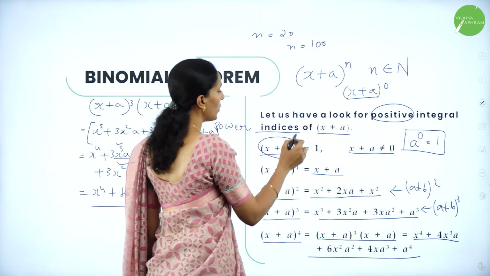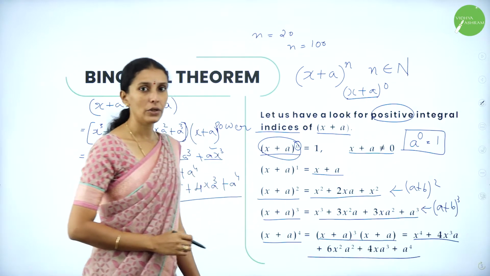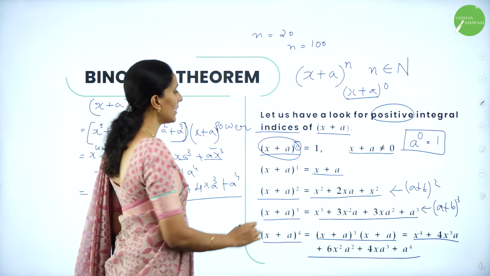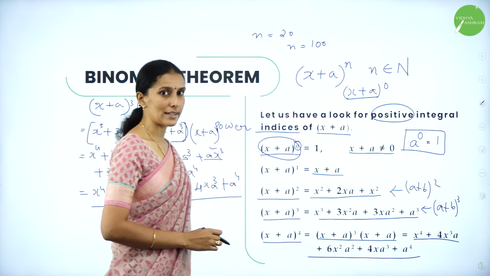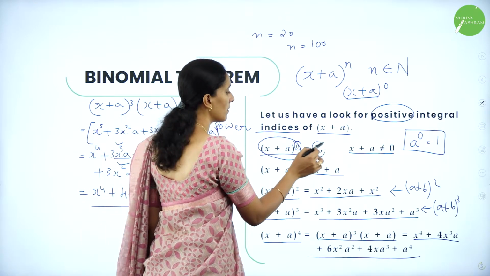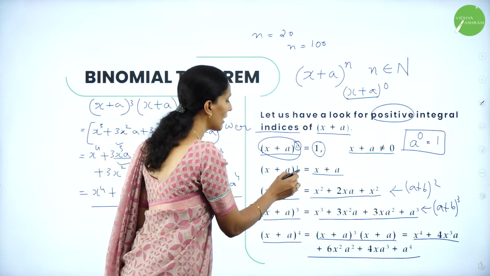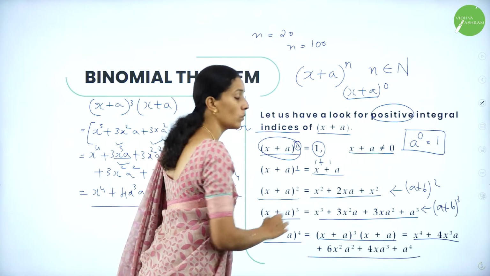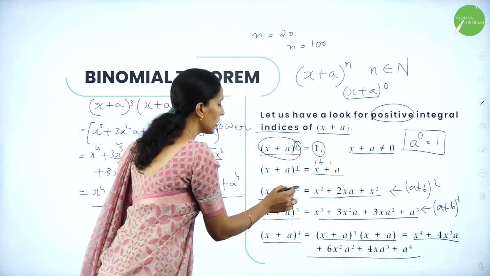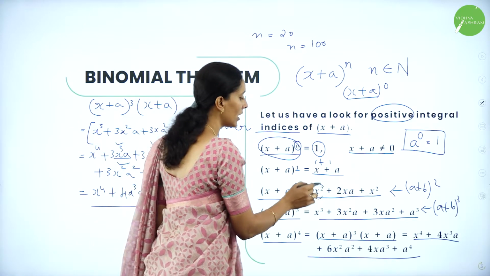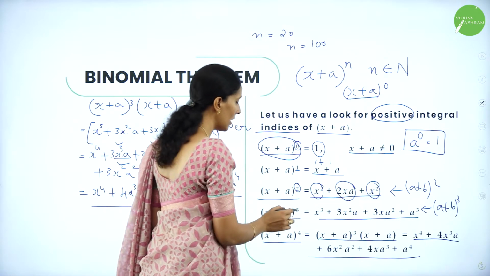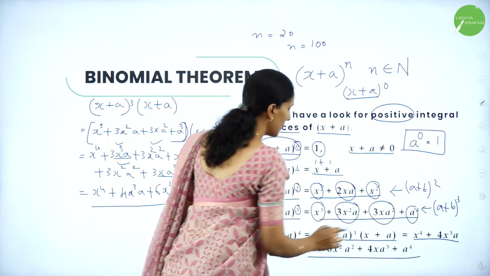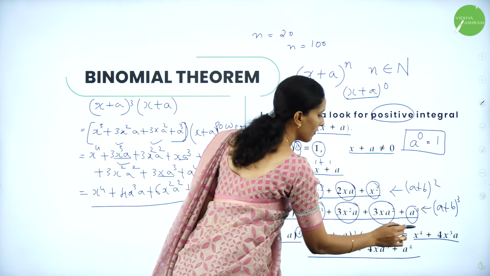See here, when you have n as an index, you have n plus 1 terms. That is, here you have the index as 0, so the number of terms is 1. Here you have the index as 1, so the number of terms is 1 plus 1, which is equal to 2. Here you have 2, so you have 3 terms. And here you have 3, so you have 4 terms. Similarly, here it is 4, you have 5 terms.